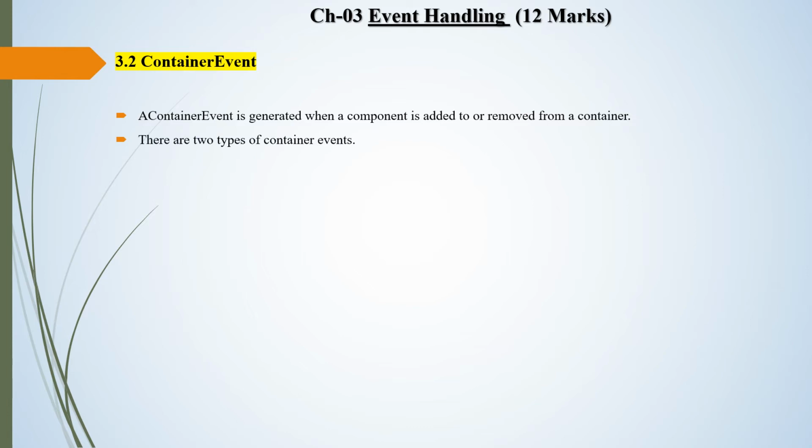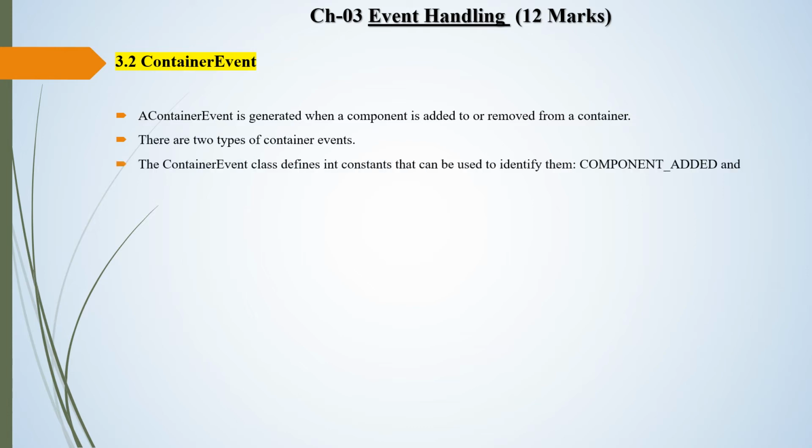So there are two types of container event. The container event class defines integer constants that can be used to identify them. First constant is COMPONENT_ADDED, and the second constant is COMPONENT_REMOVED. So by the constant name we clearly understand the event. The container event is a subclass of component event.